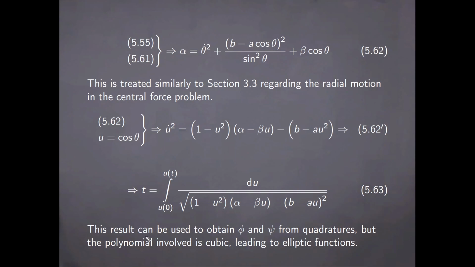So in principle, this result can be used to obtain phi and psi, but the problem is that the polynomial involved in this denominator is cubic, so trying to solve the problem this way leads to elliptic functions.